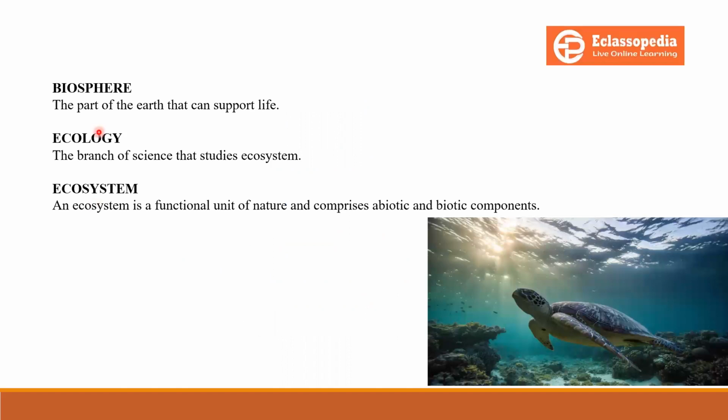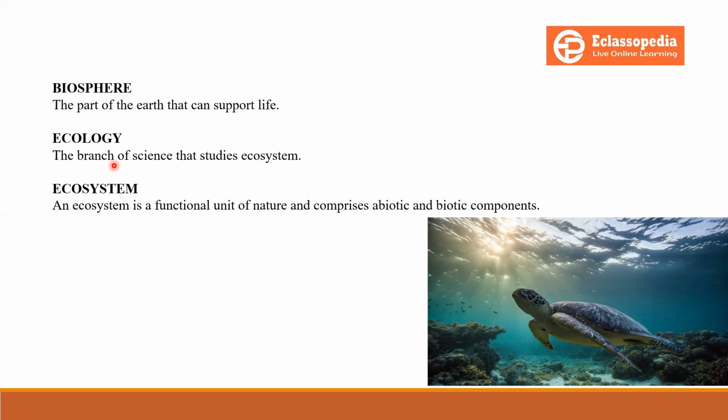Okay. So first of all, the term is biosphere. What is biosphere? Biosphere is a part of Earth that supports life. So human beings, plants, animals, insects, wherever, whatever life exists is on the biosphere. So it is the part of Earth that supports life. Second term, we have ecology. What is ecology? Ecology is the branch of science that studies ecosystems. Or you can say it helps to understand the distribution and abundance of living things in a physical environment.